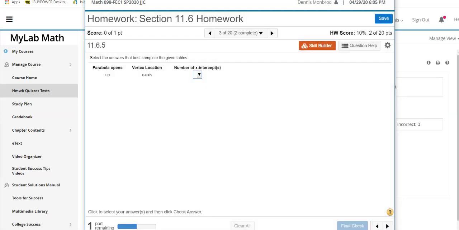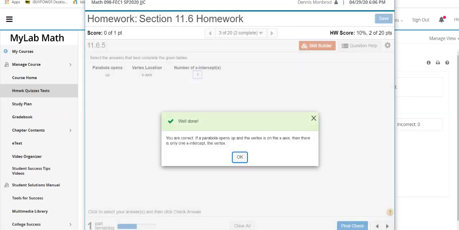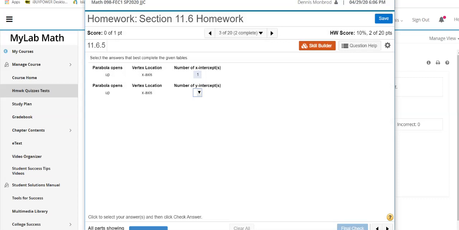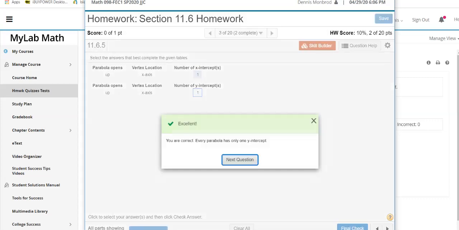Okay, here's another one. Opens up. Vertex is on the x-axis, opens up, so that means it can only have one. It's right on the x-axis. Okay, opens up, vertex on the x-axis. It's still going to have that one y-intercept. Always has to have that one.